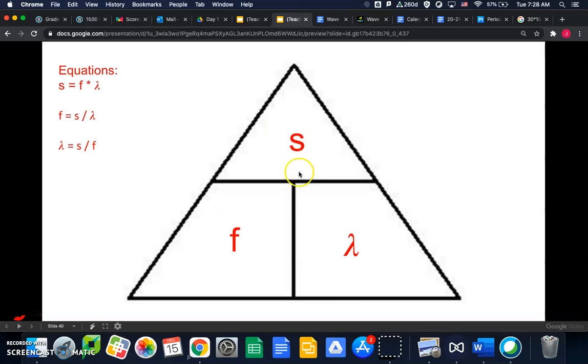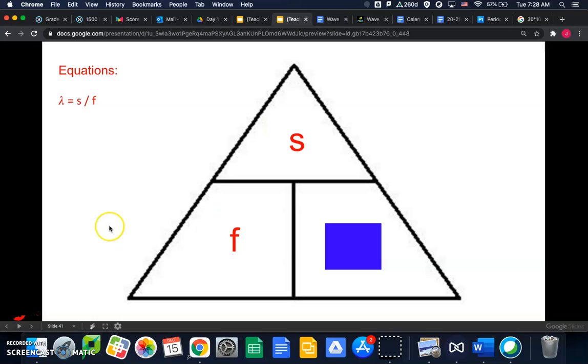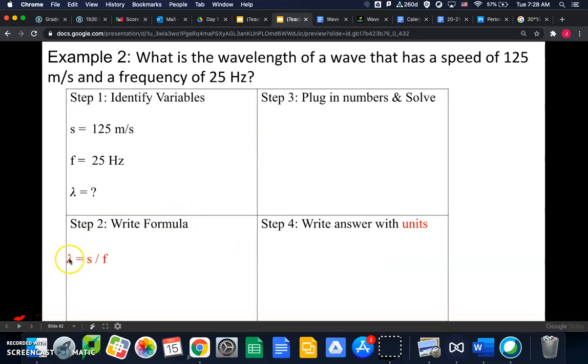Okay, so we've got our triangle. We're going to cover up lambda because we don't know what that is, and we want to figure out what the wavelength is. So that's covered up. All that's left is S and F, so we're just going to write lambda equals S divided by F, or S over F. Lambda equals S over F.